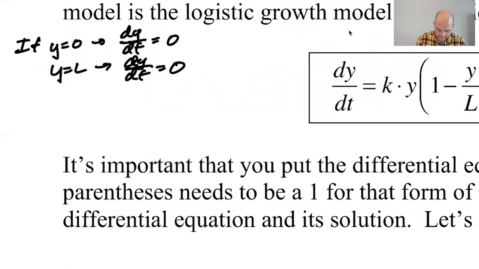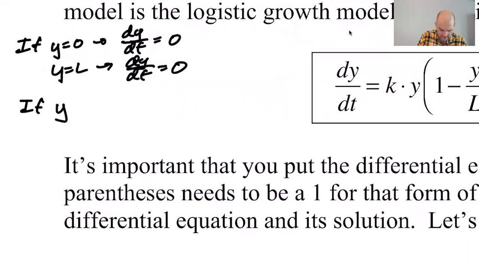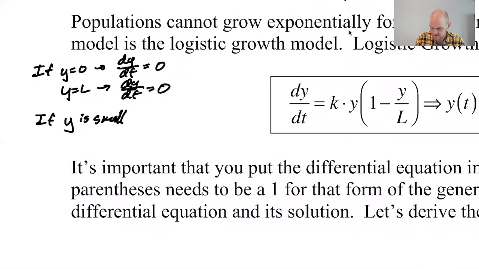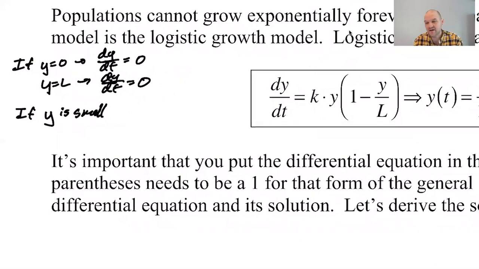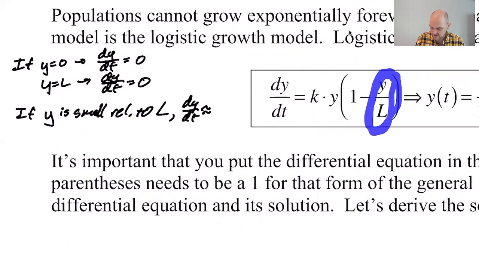If y is really small, and there's no definition of that, but think about it, if y is really small, like 0.001 or something, really small relative to L, then y over L is really close to 0. So the whole differential equation is approximately k times y, which is exponential growth, which is why initially you get that exponential growth. And then as y gets bigger, it deviates from exponential growth, which is why you start to curve back down. The growth is curving down. So that's a big deal.